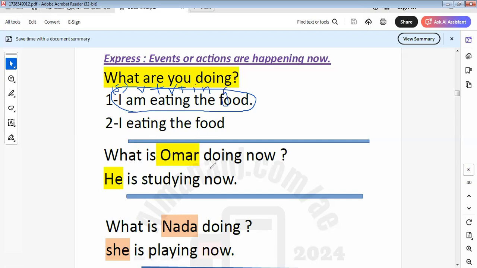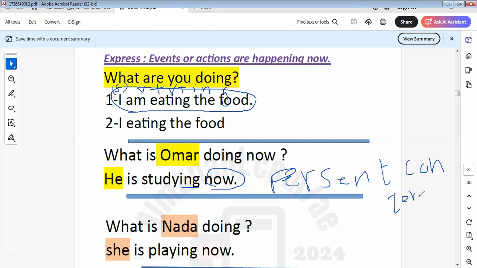We say, what is Omar doing? She's studying now. So now here is a keyword of what? Of the present continuous tense. So now is a keyword of the present continuous tense. Can you remind me of the keywords of the present continuous tense? What will they be?